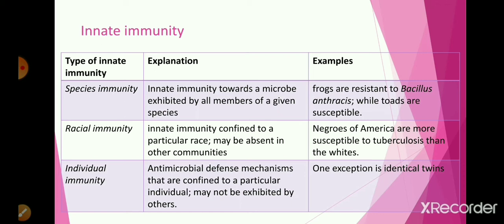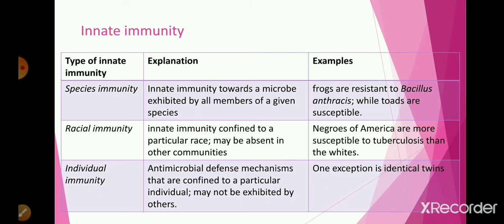So basically, racial means it is related to the division of human species into races on the ground of physical characteristics. We know that the main human races are three, that is Caucasoids, Mongoloids, and Negroes. So racial immunity means it is confined to particular races and may be absent in other communities.